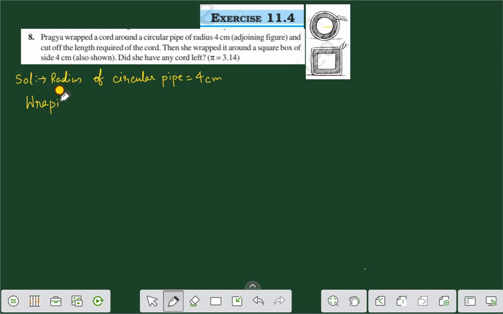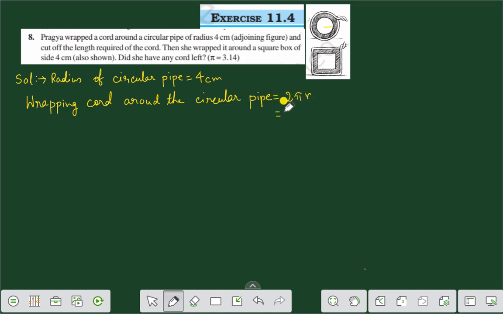Therefore, wrapping the cord around the circular pipe is equal to, you see, you have to find the circumference here, that is 2 pi r.